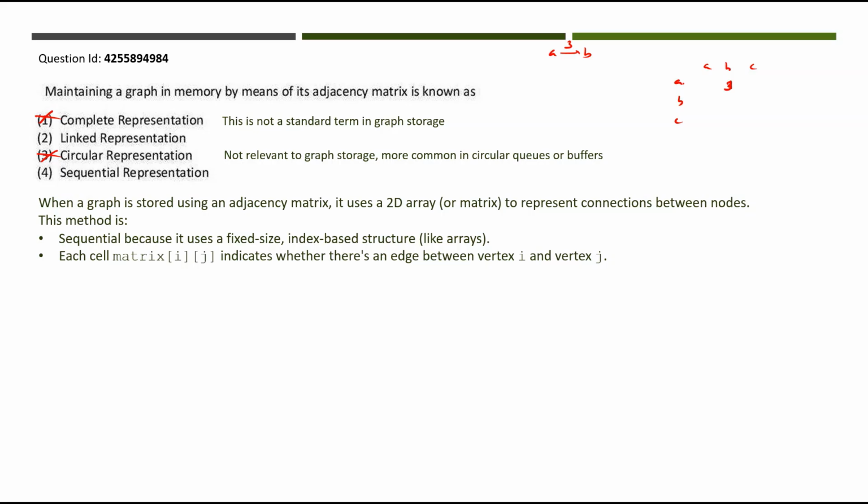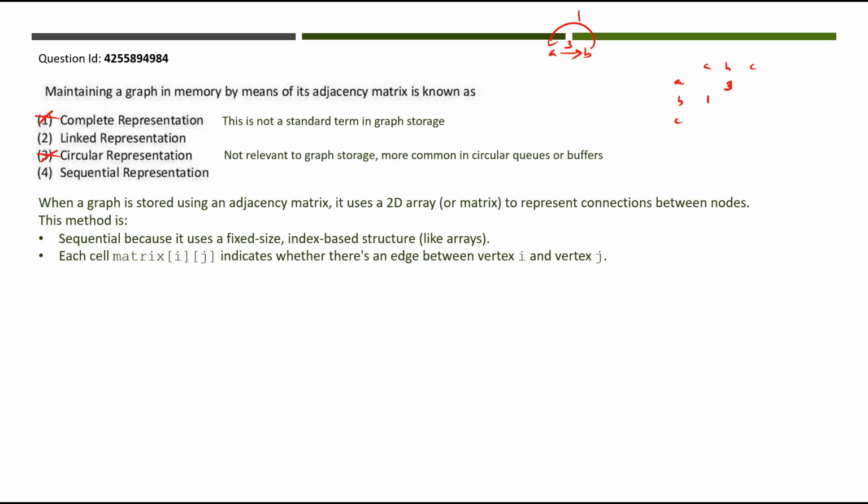When it is an undirected graph, B to A will also have the same path. But when it is a directed graph, only the path A to B will have it. In case B to A is also going to have an edge, B to A will have an entry of 1 when it is a directed graph. So this is the adjacency matrix.